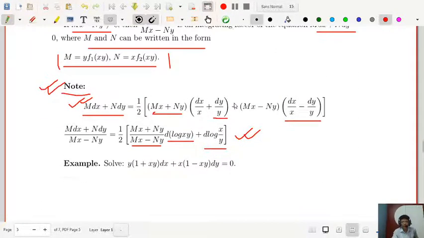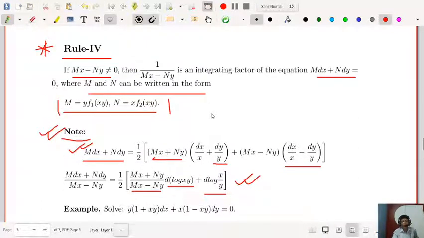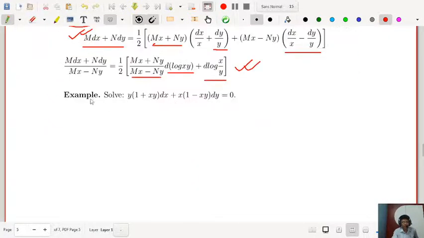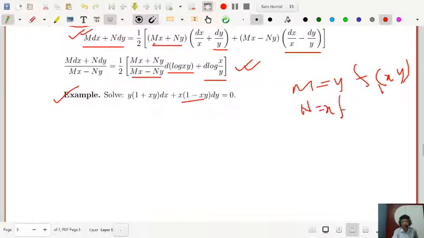So let us have some applications on rule 4. I will give you 2 applications on that. First, let us have a problem on that: y into (1 plus xy) dx. Look at that. Your M is written in the form of y into a function of xy, and look at that, your N is written in the form x into f2, a function of xy.